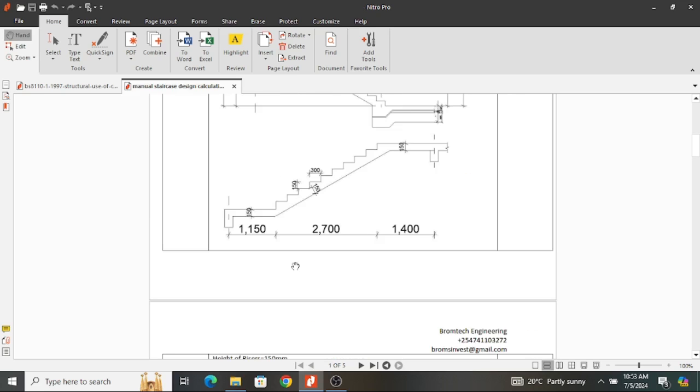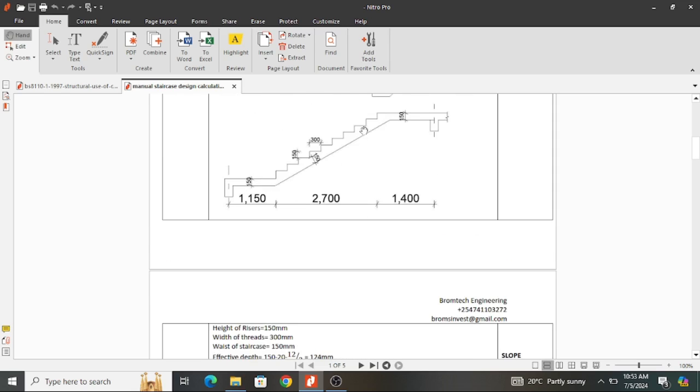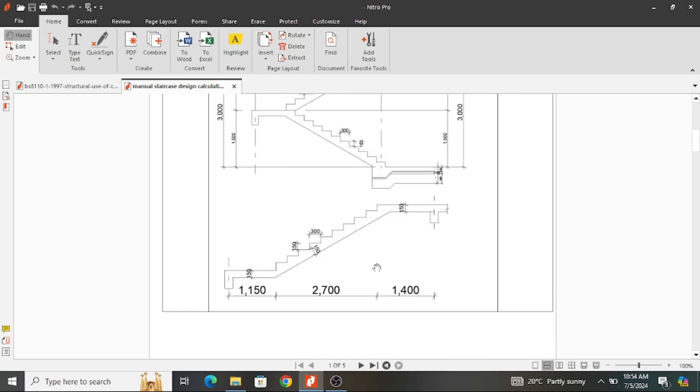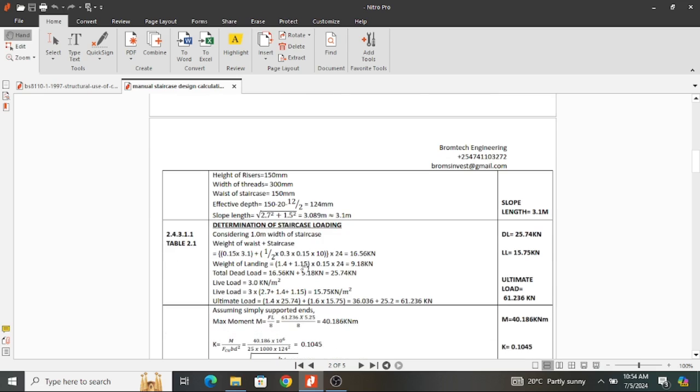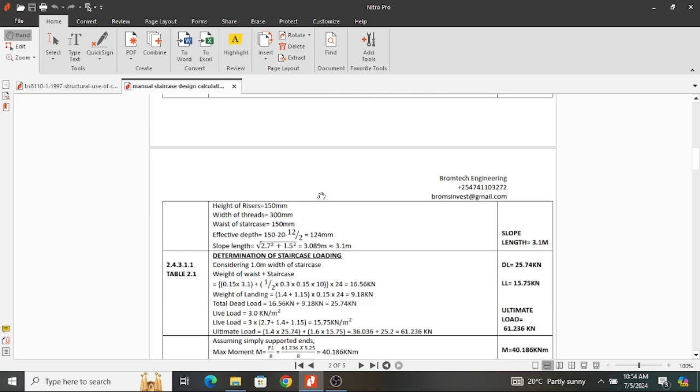The slope length, which is also important, this dimension here, it's important because we have to use it to determine the volume and therefore the density and the loading of concrete at that section. So that is obtained using the normal Pythagoras theorem, where we take the horizontal dimension, which is 2.7, and the vertical dimension, which is 1.5, and 2.7 squared, add 1.5 squared and get their square root. That will give you 3.089, which is approximately 3.1 meters long. Therefore, my slope length is 3.1 meters.